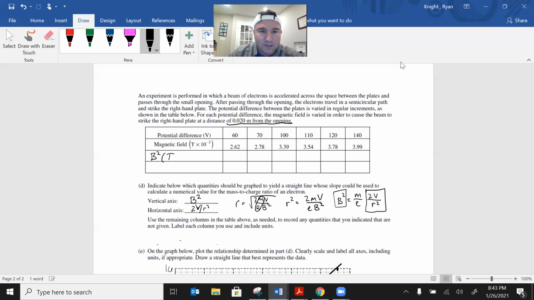So I need B squared, which is going to be in Tesla to the -3rd squared. And I also need 2V over R squared, which is going to be in volts per meter squared, and it's actually going to end up being times 10 to the 6th, because we're dividing by R squared, which is a really small number. We end up getting really large values for this number right here. So I wrote these numbers down so that I didn't have to calculate them on the spot.